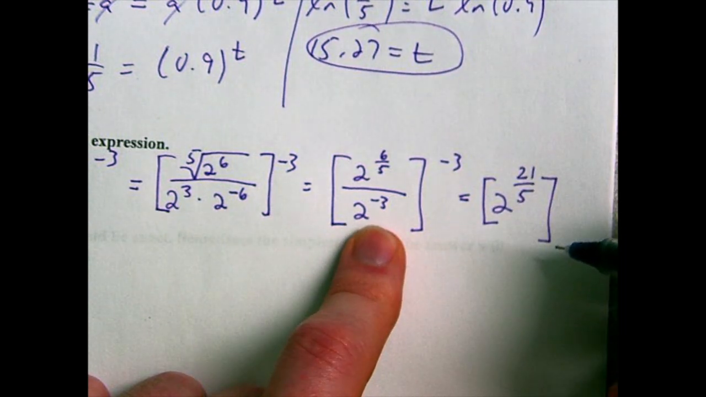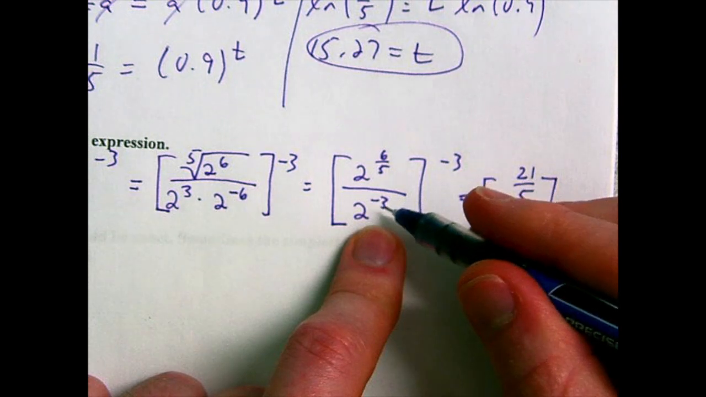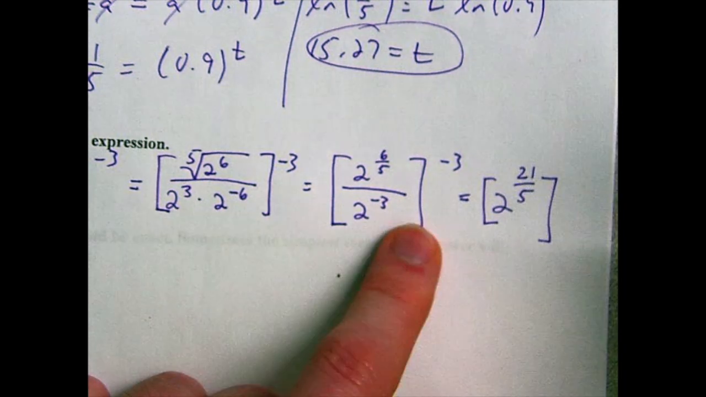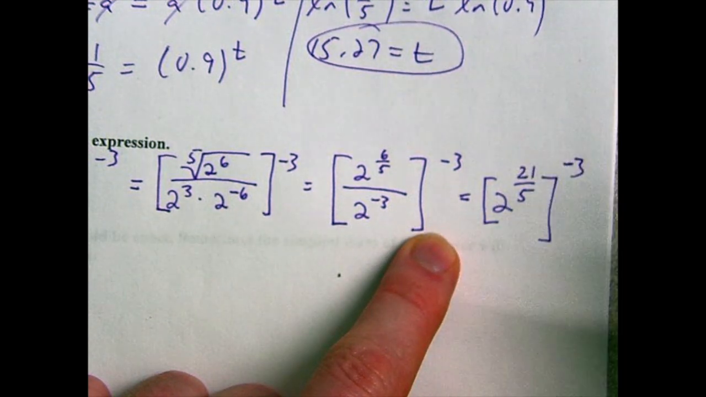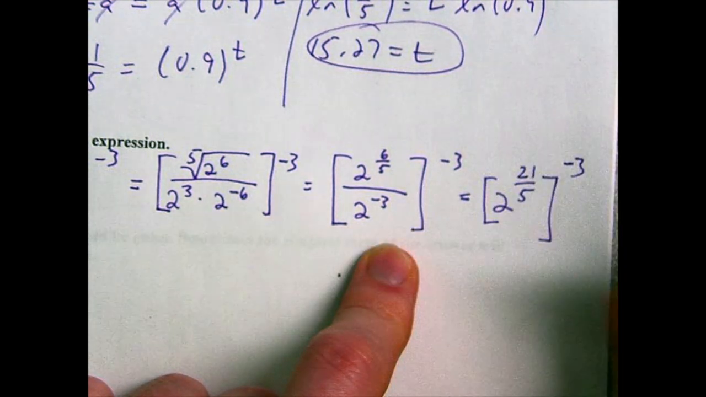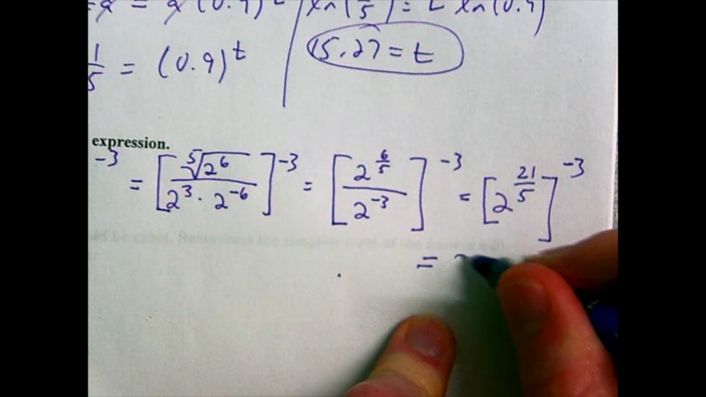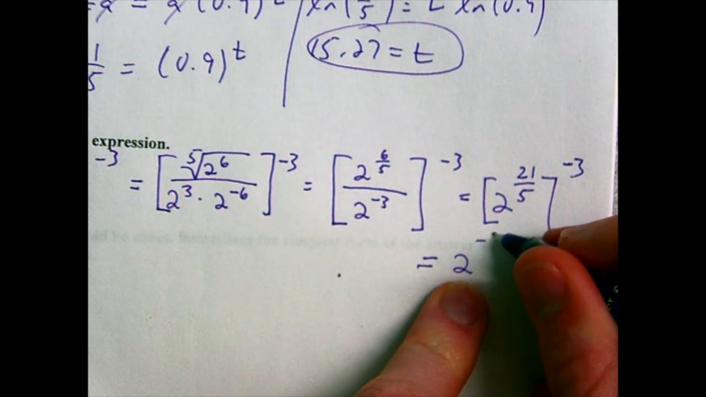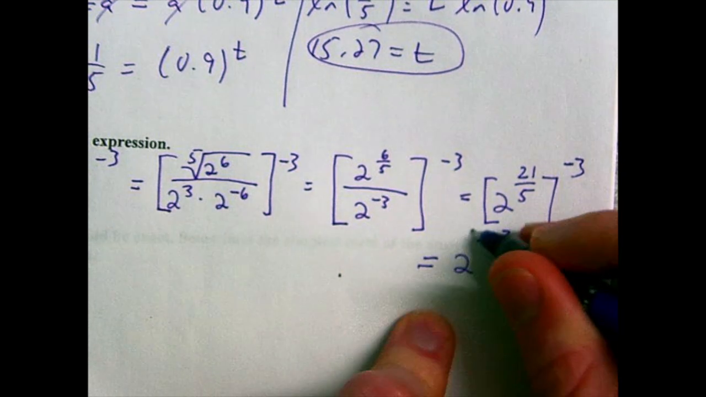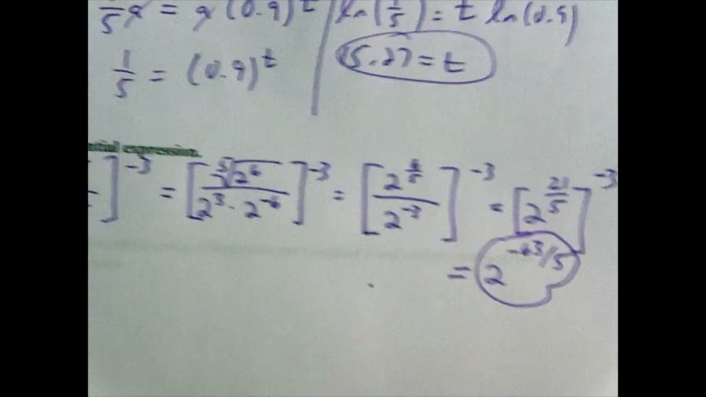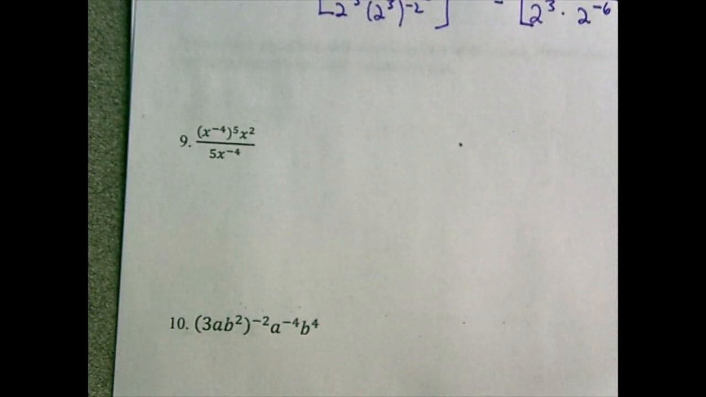I just want to double check that. 6/5 plus 3 is like 15/5, so 6 plus 15, yeah, that looks good. To the negative 3, okay, now power of a power, you're going to multiply these things, so we get 2 to the negative 63 over 5, which I guess that's as simple as it gets. Cool. All right, so next one, we've got this one here.